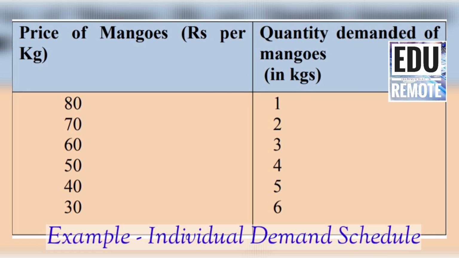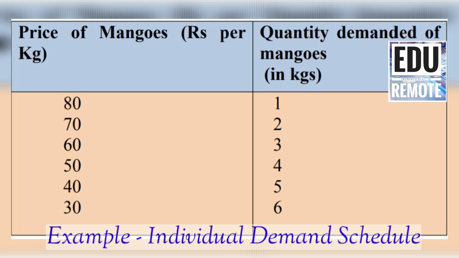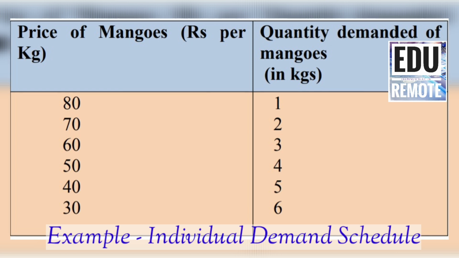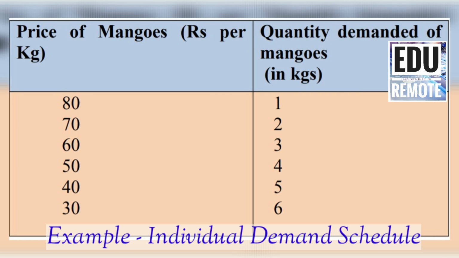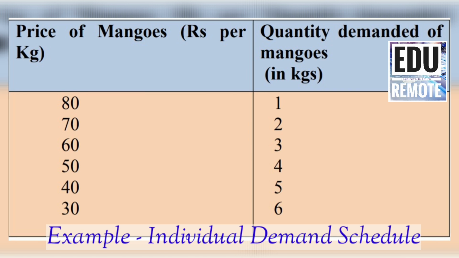Consider this individual demand schedule. Like we discussed, it shows the different quantities of a commodity which a single consumer is willing and able to purchase at various prices in a specific time period. So in this table we have various prices of mangoes on a per kg basis, and we also have the different quantity demanded of mangoes in kgs.